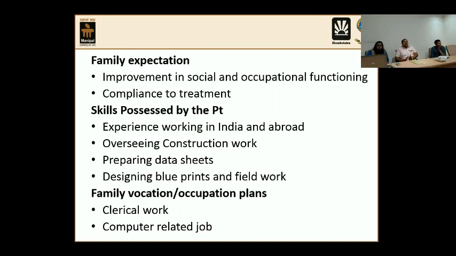Family expectation, already mentioned. Then skills possessed by the patient. In the past, he has had experience working in India and abroad, where he used to oversee construction work, prepare data sheets for construction related activities, design blueprints, as well as go for field supervision. As for vocation, the family's plans were only to get him a clerical job or a computer related job and be okay with that, despite his qualification.